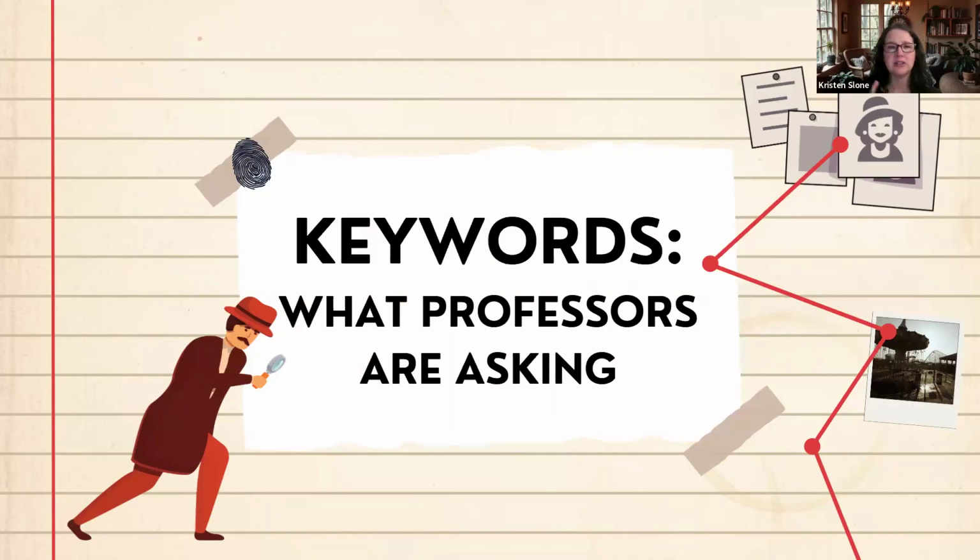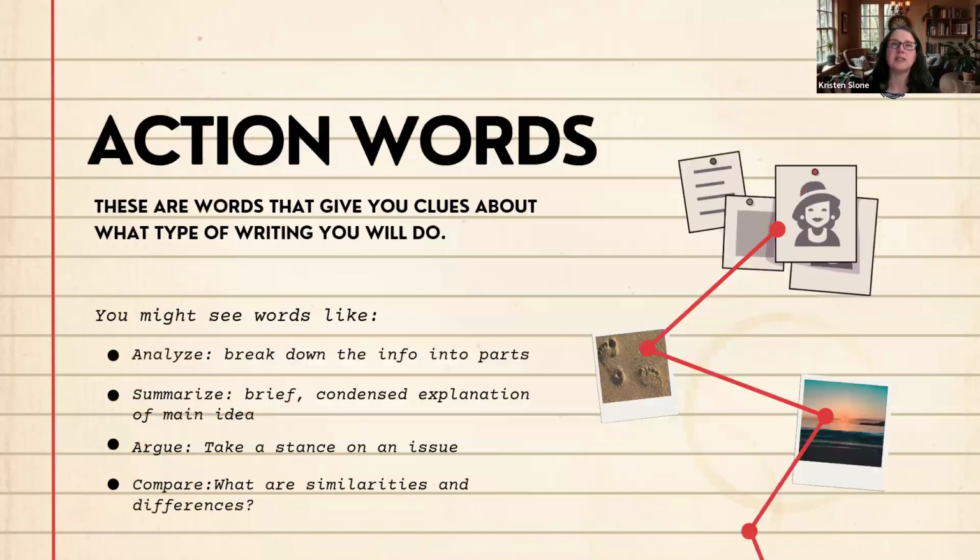All right, so we've looked at the anatomy of an assignment. Let's look at what professors are actually asking by identifying some keywords, okay? So whenever you're looking at the instructions, you're going to see two different kinds of words. You're going to see action words. Those are the verbs that I was talking about earlier. And these are the words that really kind of give you clues about the type of writing you will do. So you might see words like analyze or summarize or argue or compare, right? And so whenever you see these terms, it's just important.